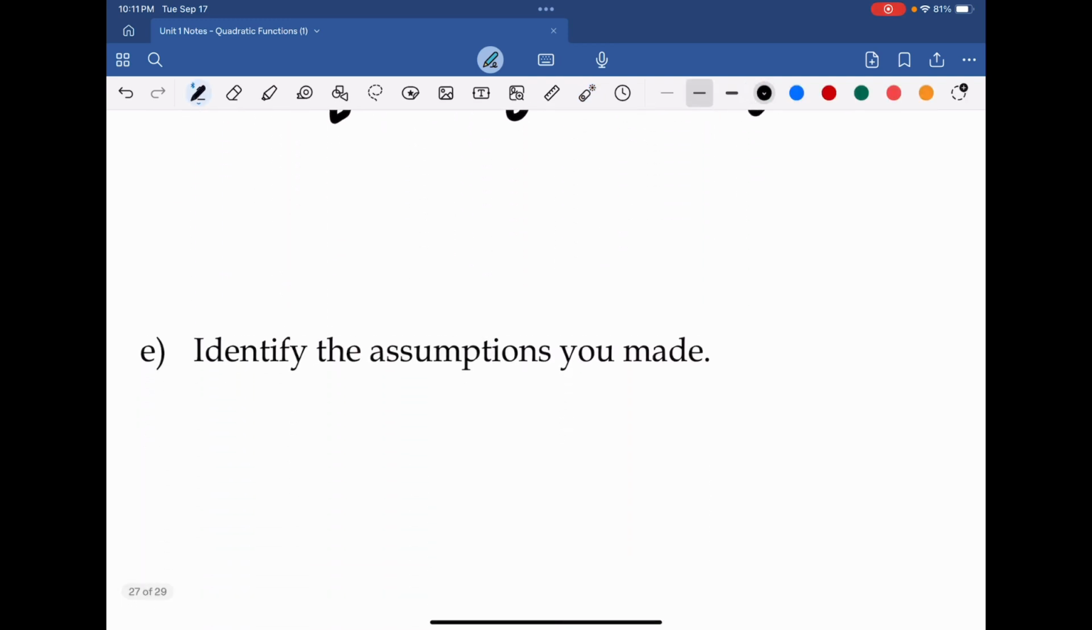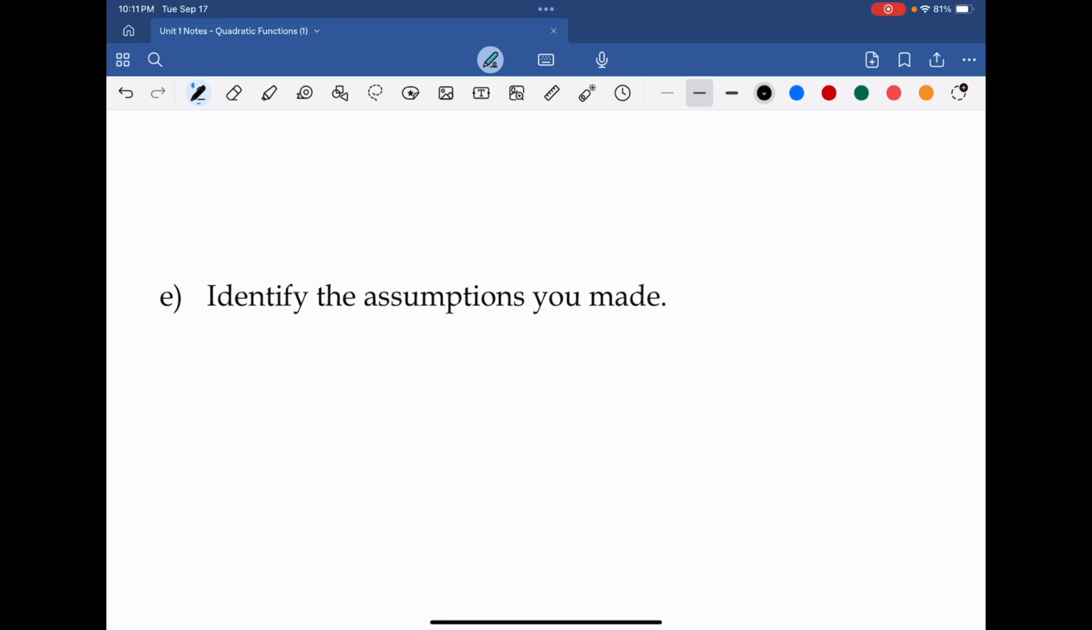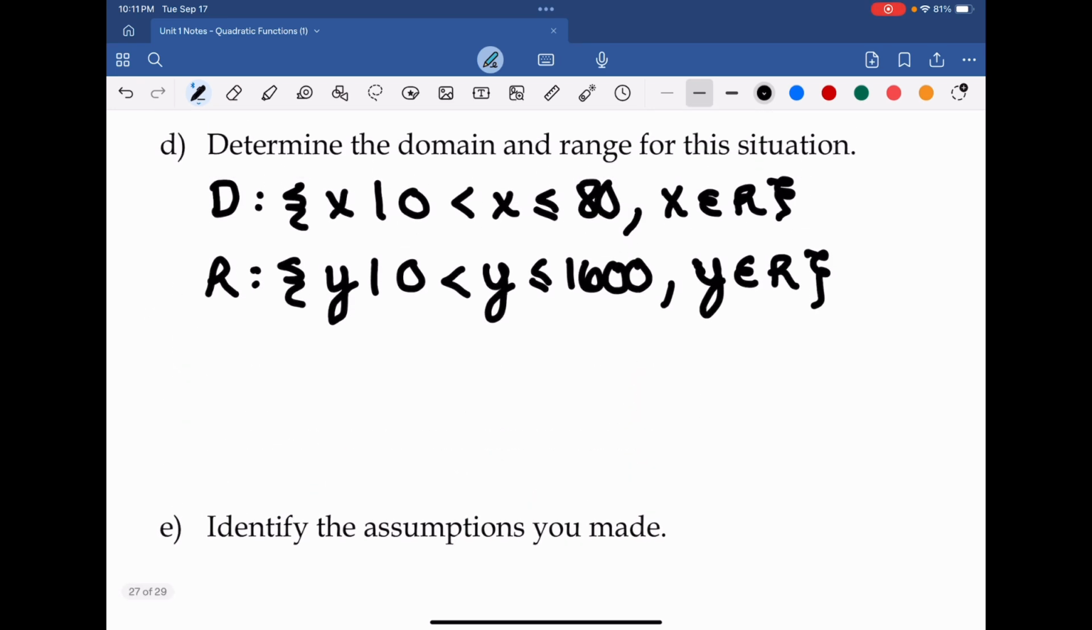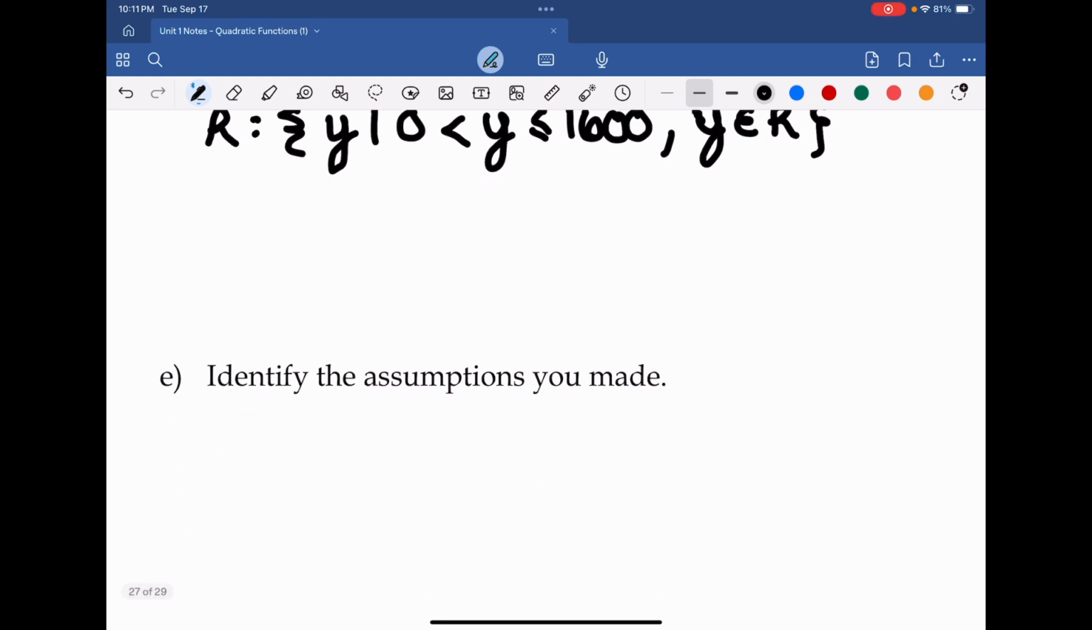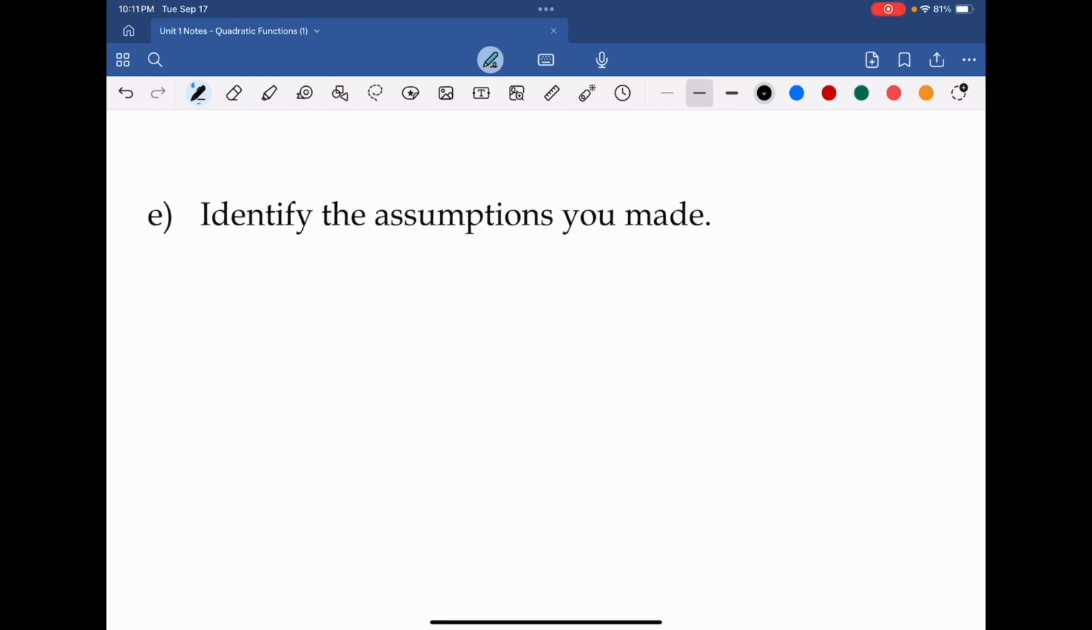Okay, identify the assumption you made. The assumption we made is tied to that domain and range where it's strictly greater than zero for both of these. We cannot have, or we want to have, a width slash a length that are not equal to zero.